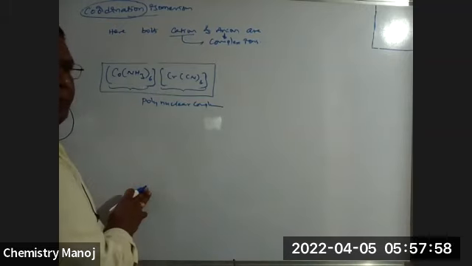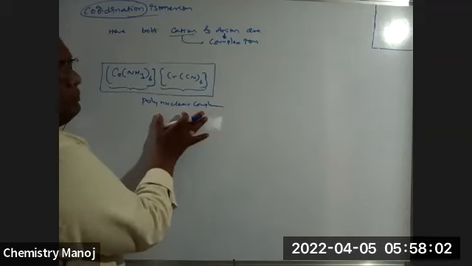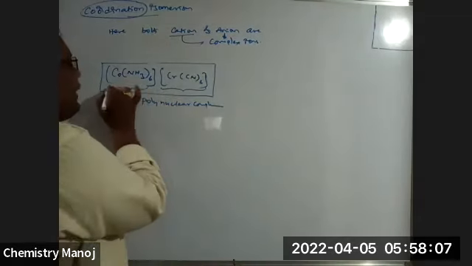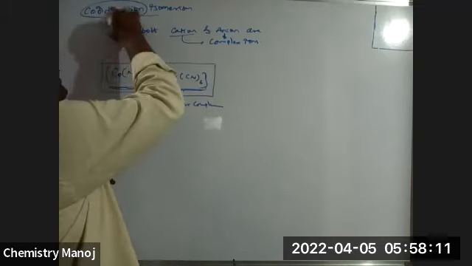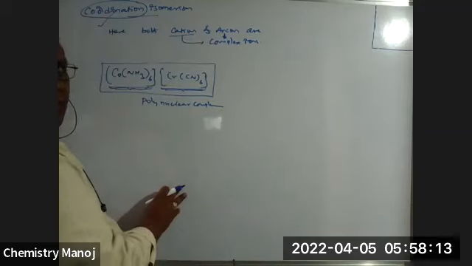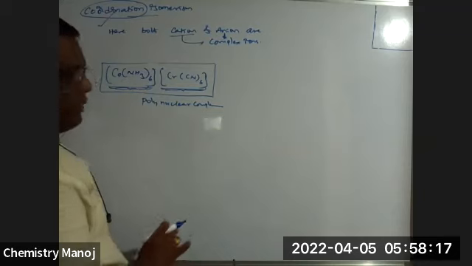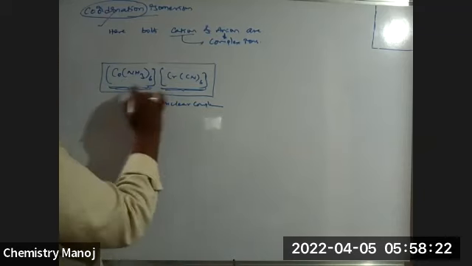Polynuclear complexes. In this polynuclear complex, both cation and anion are complexes. Then we can identify coordination isomerism. If only one coordination is there, that is not possible. That means, see here, I can exchange this one.